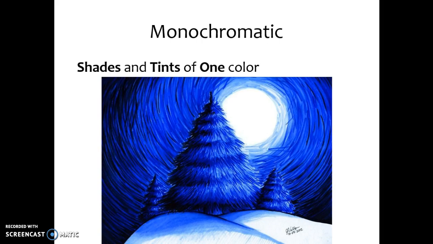The color schemes we're going to look at are monochromatic. This is a type of color scheme that uses shades and tints of one color. The starter word mono means one, chroma means color, so one color, and these will be just the one color mixed with white or mixed with black.